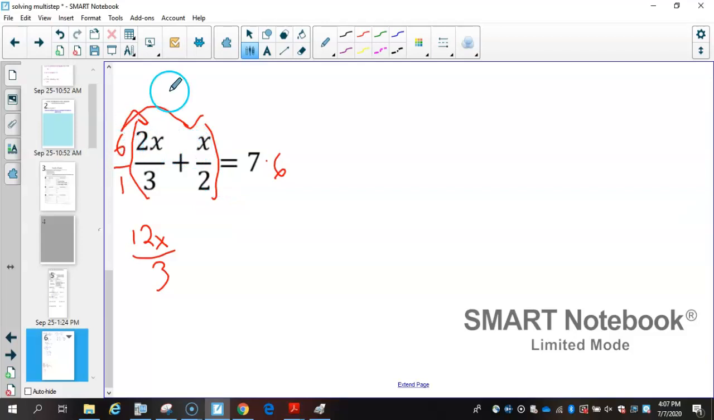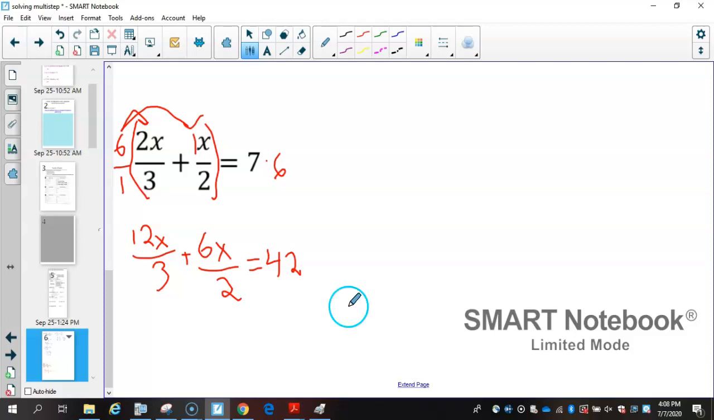And then 6 times x, which would just be 6x, or if you're confused on how I got that, remember that there's a 1 in front of x. So if you multiply 1x times 6, you would get 6x. And then 1 times 2 is 2. And then 7 times 6 is 42. Now, right now we still have fractions, and I know you're probably thinking, I thought this method was supposed to get rid of the fractions. It will, we just haven't gotten that far yet.